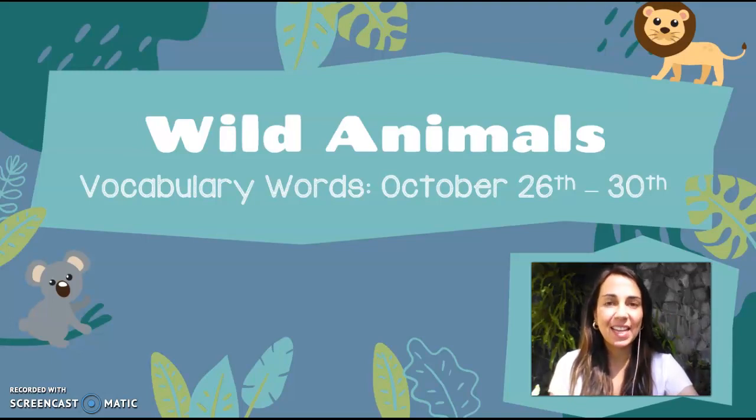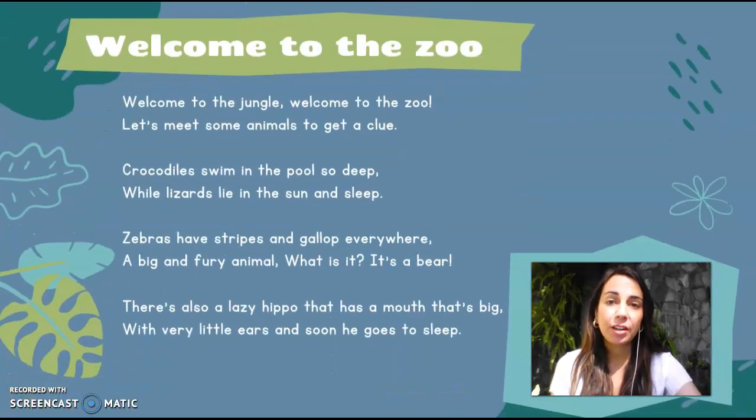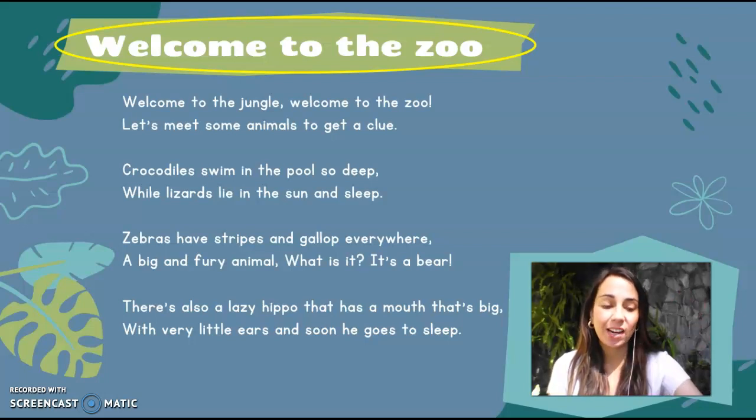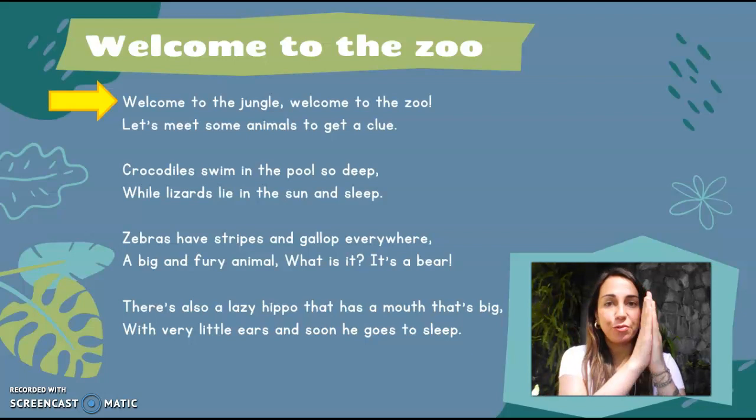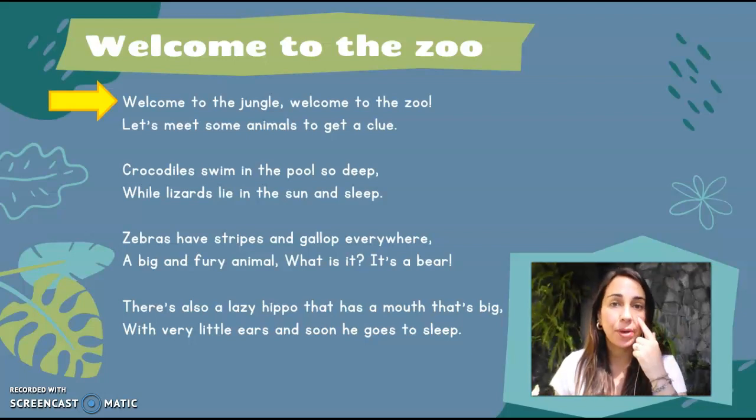I'm Miss Trini from Kindera and today I brought some wild animals for you to learn their names. Before learning them, we're going to read a poem. The title of this poem is Welcome to the Zoo and it is now circled in yellow. That arrow is pointing where we're going to start reading. Remember, we always read from left to right and up and down. Pay attention because as I read, the vocabulary words are going to be circled in yellow.